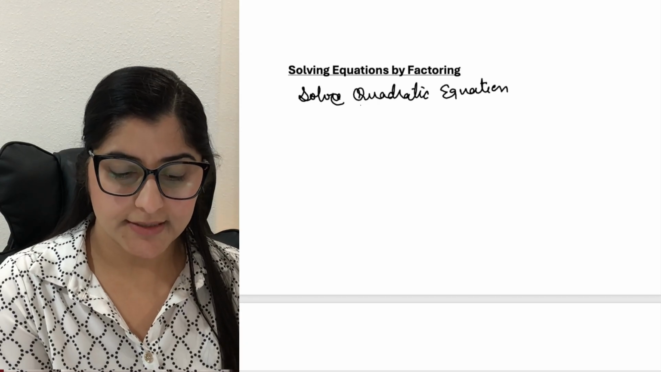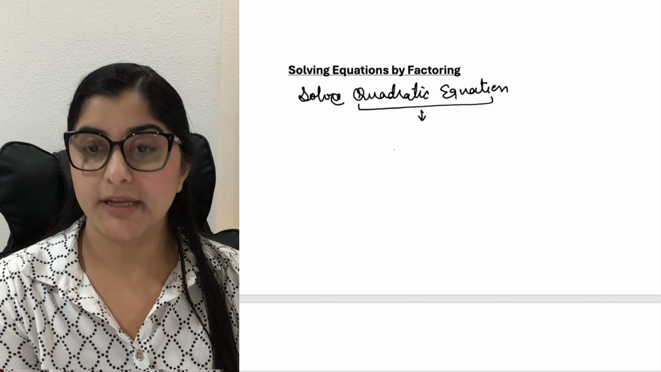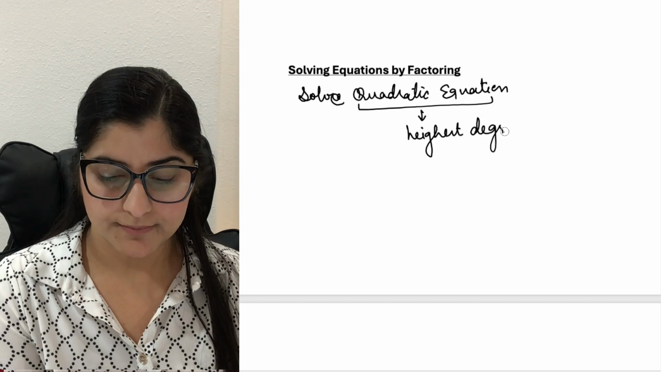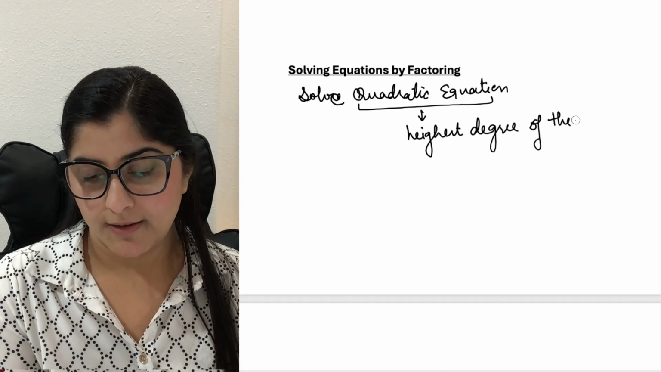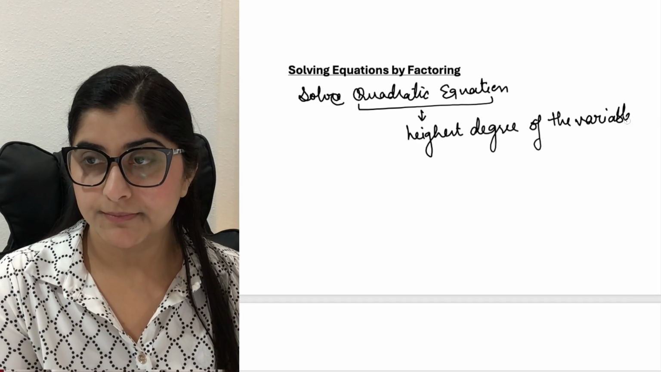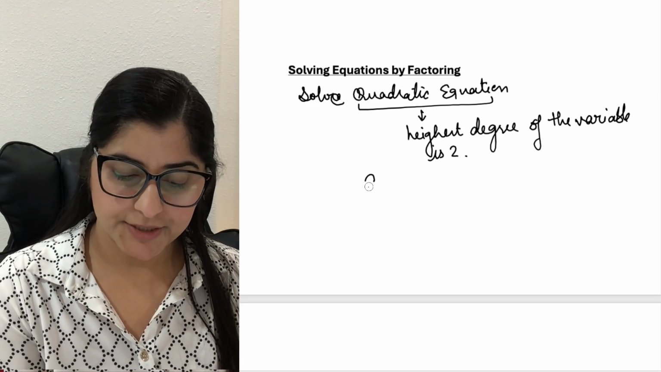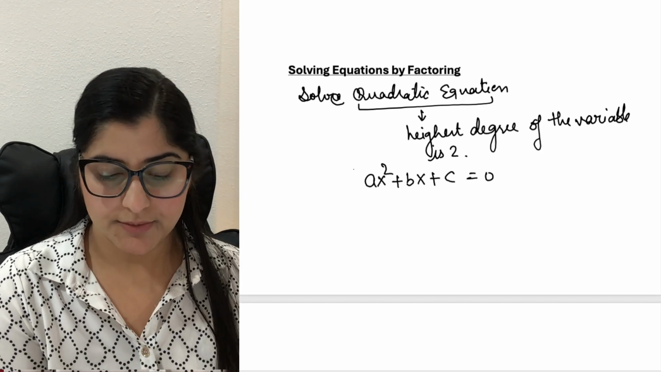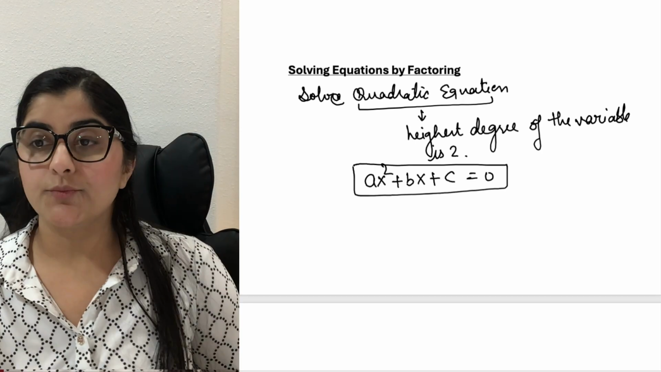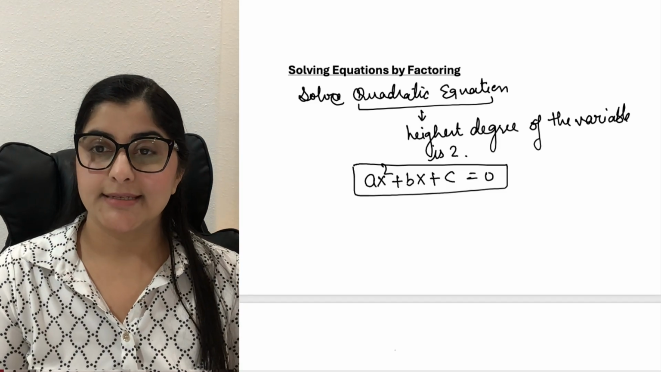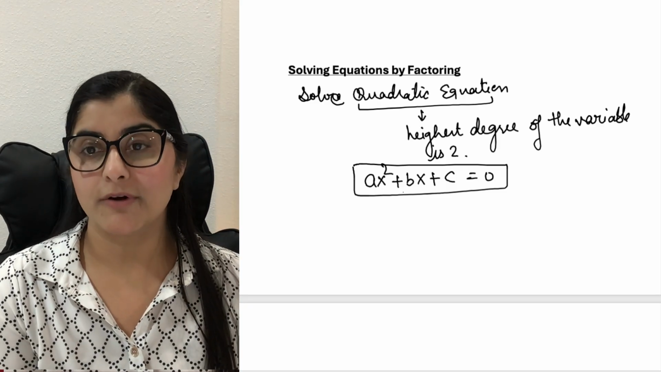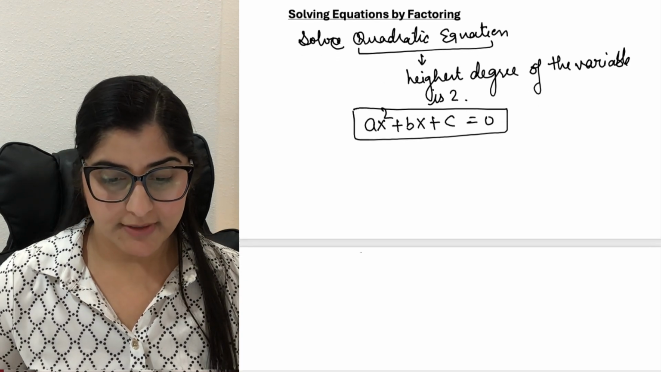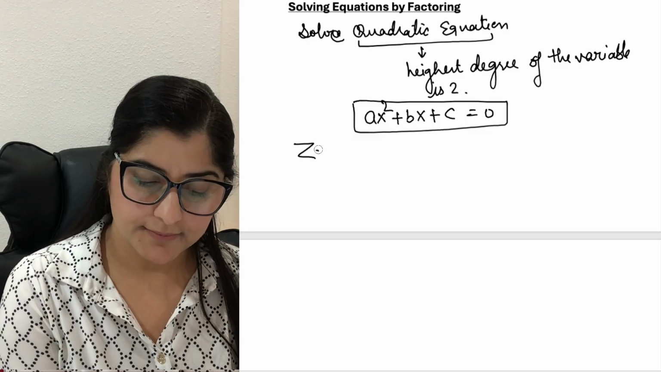Quadratic equations are equations where the highest degree of the variable is 2. So quadratic equations look like ax squared plus bx plus c is equal to 0. This is a degree 2 equation and we call it a quadratic equation. Now we are going to learn how to solve for x values which satisfy this equation. Okay, before that we will first learn about the zero factor property.